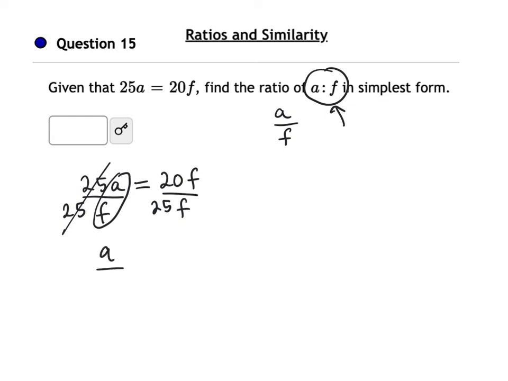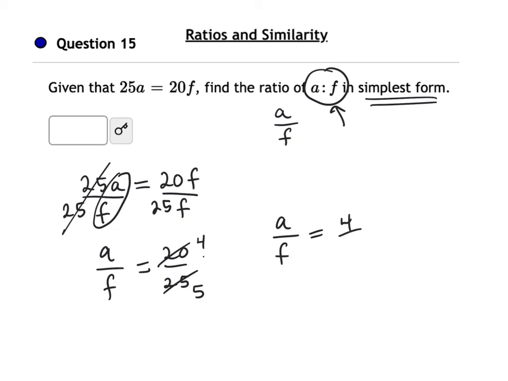I get a over f equals 20 over 25. I want it in simplest form. These are both divisible by 5. Divide by 5, you get 4. Divide by 5, you get 5. A over f then is 4 to 5. Now remember, this is the same thing as a ratio, 4 to 5, but this question asks for it in fraction form, so you'll enter 4 over 5.